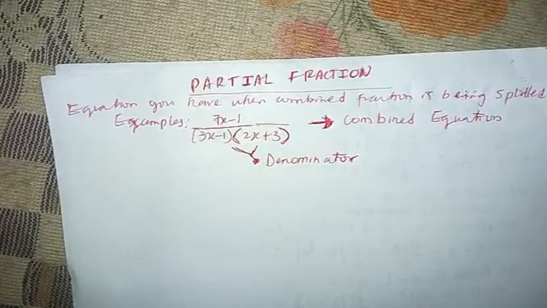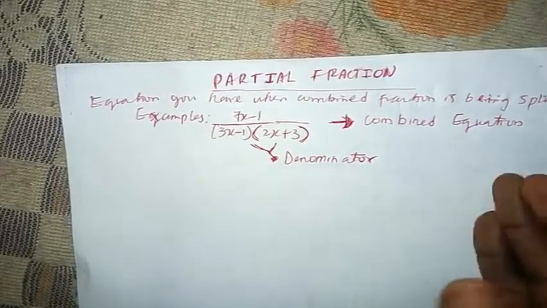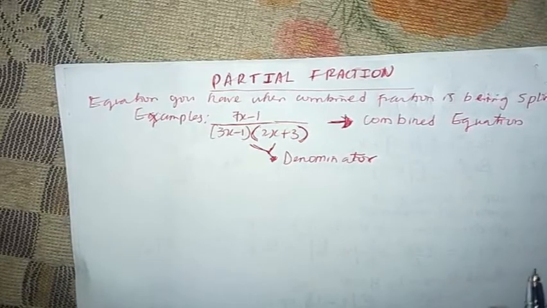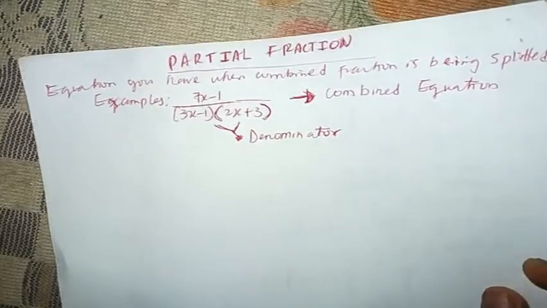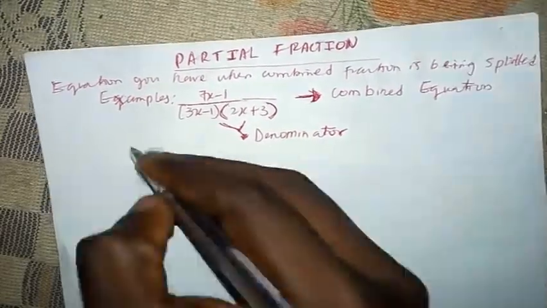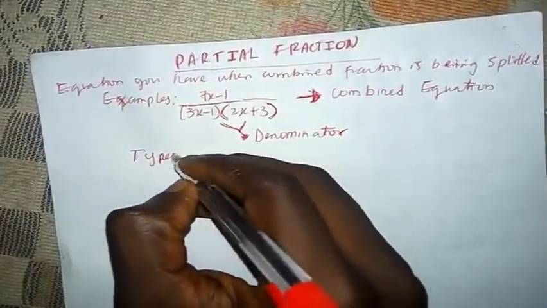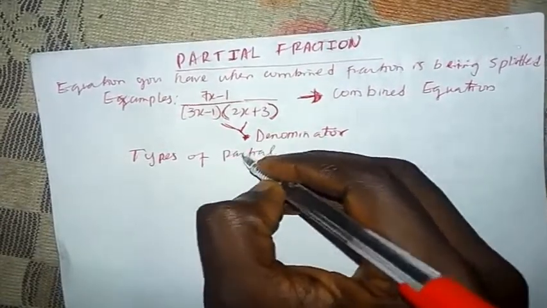Equations that are not completed, that's partial. Equation here, equation here. That's what you refer to as partial fraction. So we have examples of partial fraction. The first thing is we have types. Types of partial fraction.